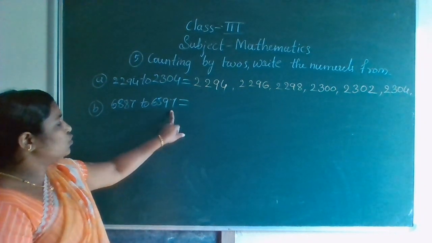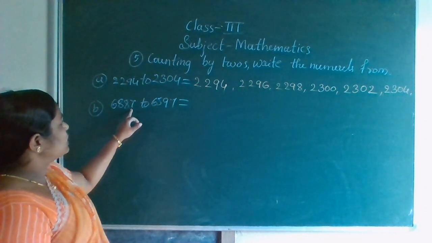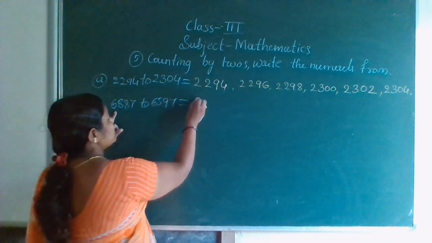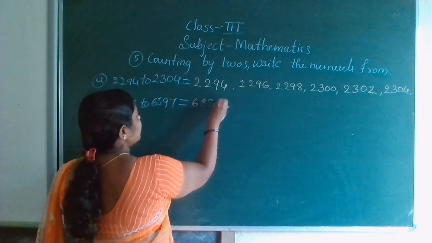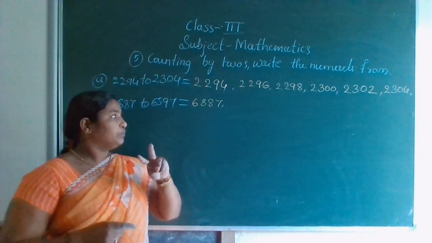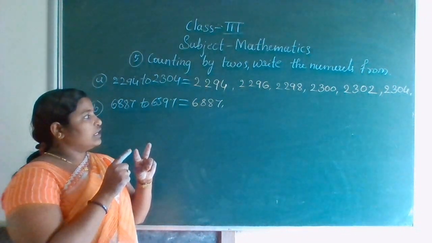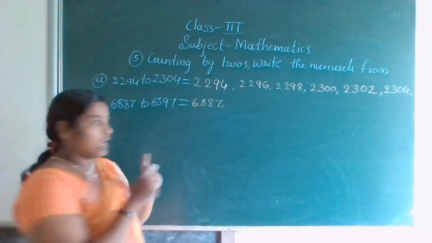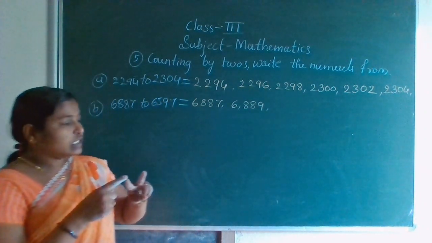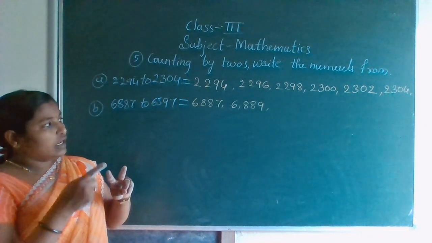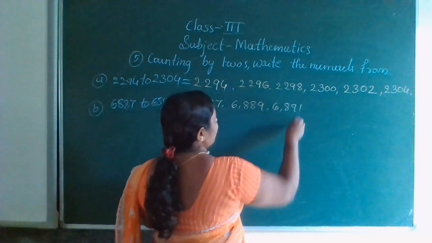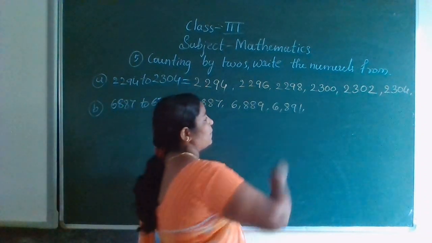This is also counting by twos. 6887 to 6897. The first number we write is 6887. After this we should skip one number, hold 2 numbers. 6887, 88, 89. So 6889. Then 6889, 90, 91. So 6891. Then 6892, 93. So 6893.